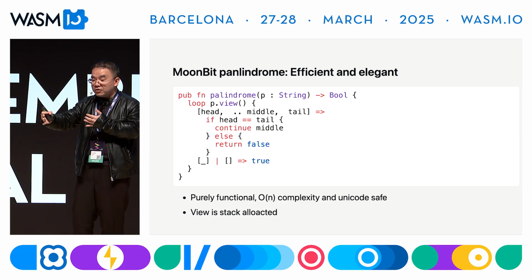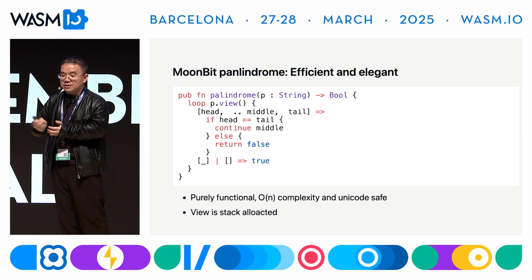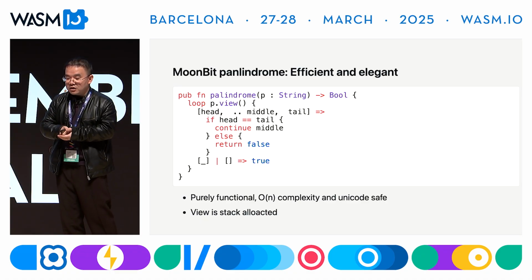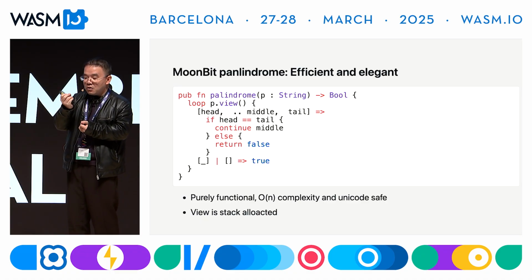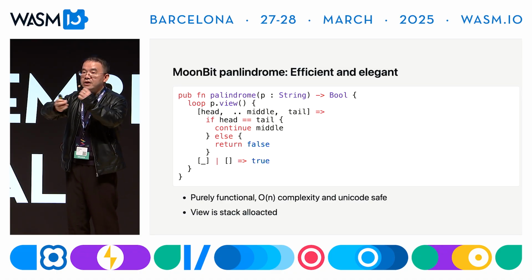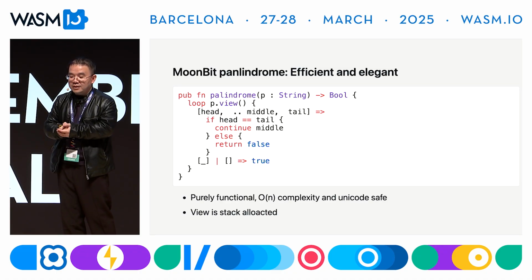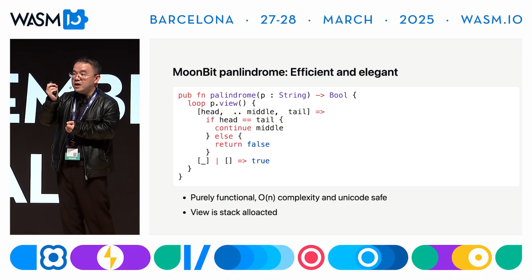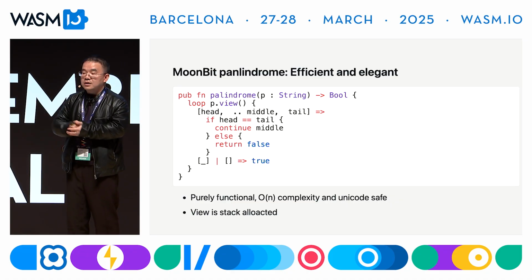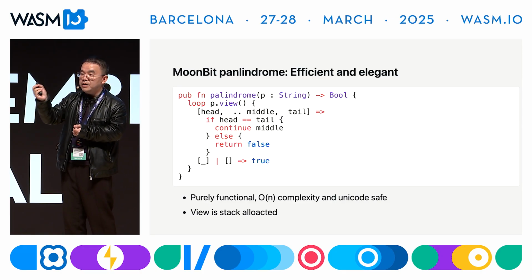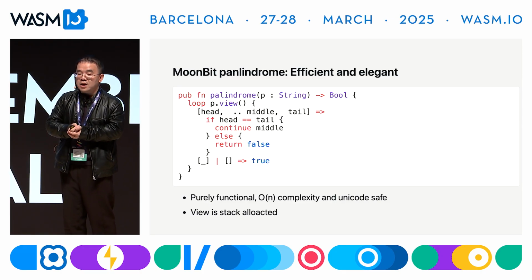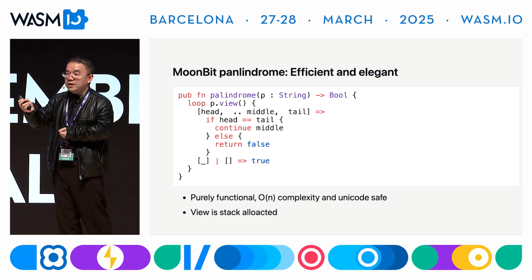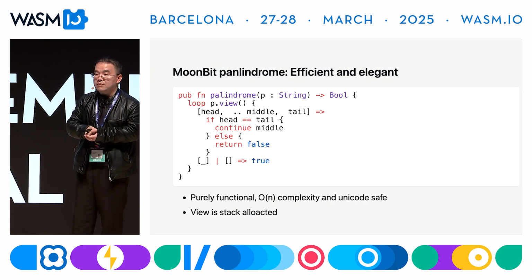So you see the algorithm is obviously correct, but it's also more performant. It's purely functional. It gives you O(N) complexity because we don't need to recalculate the index again and again. And it's Unicode safe. Even the view itself is allocated on the stack, so it's functional but in place. There's no heap allocation at all in MoonBit. So this code is elegant, but generates bare-metal efficient code, like the C language. There's no heap allocation at all.